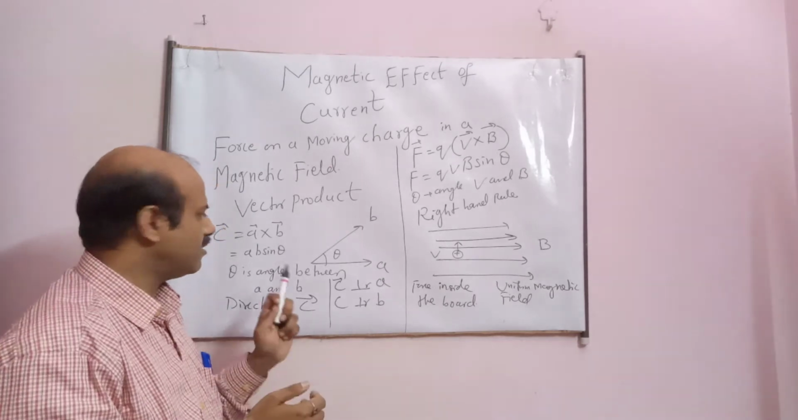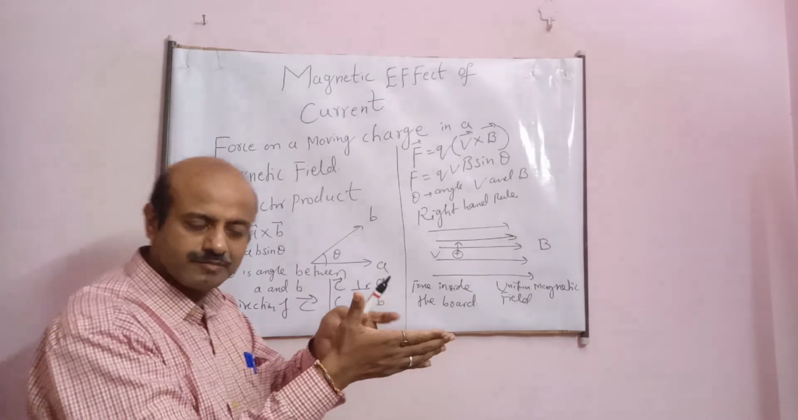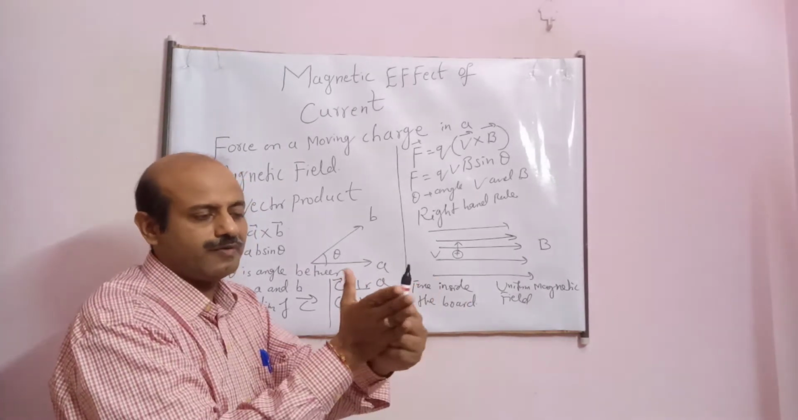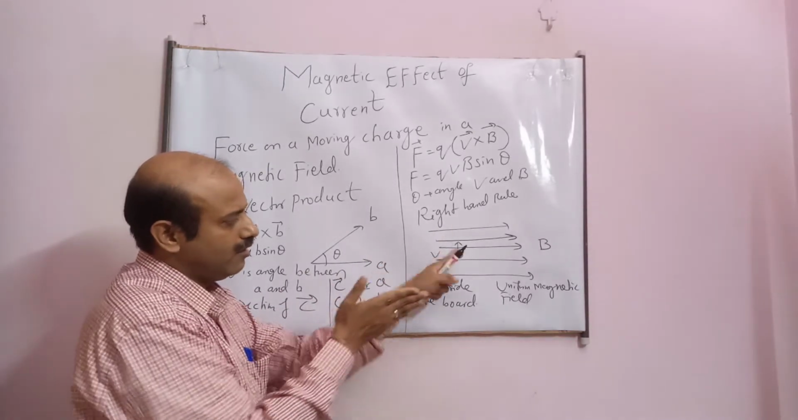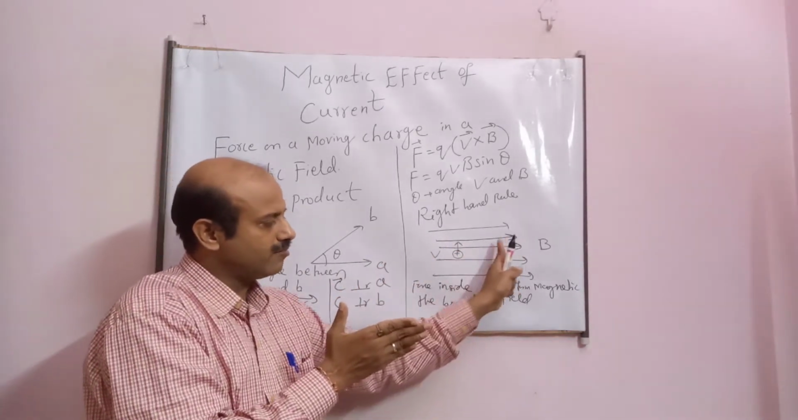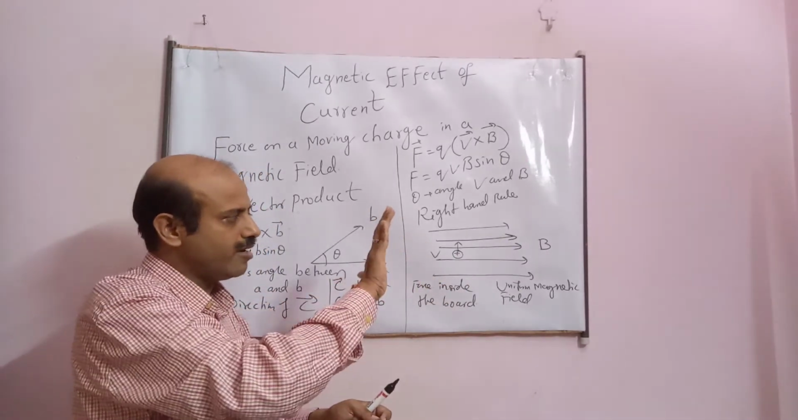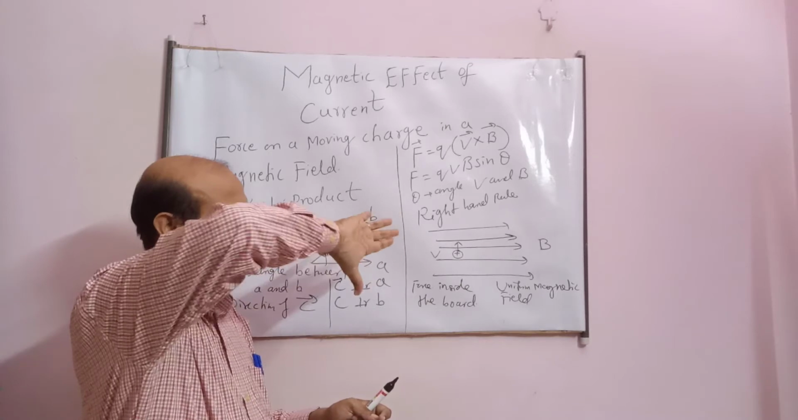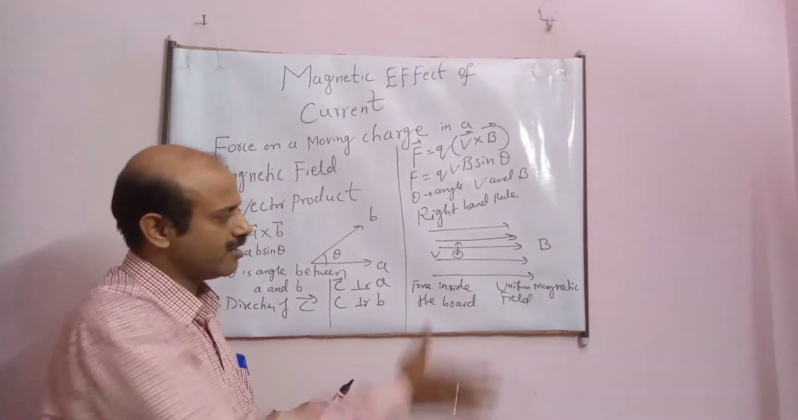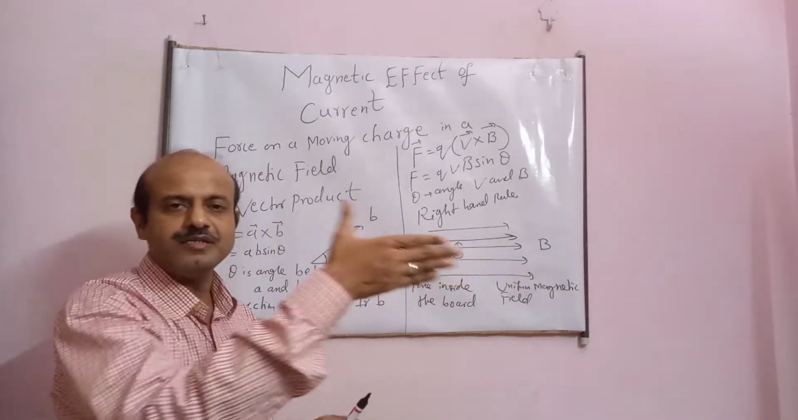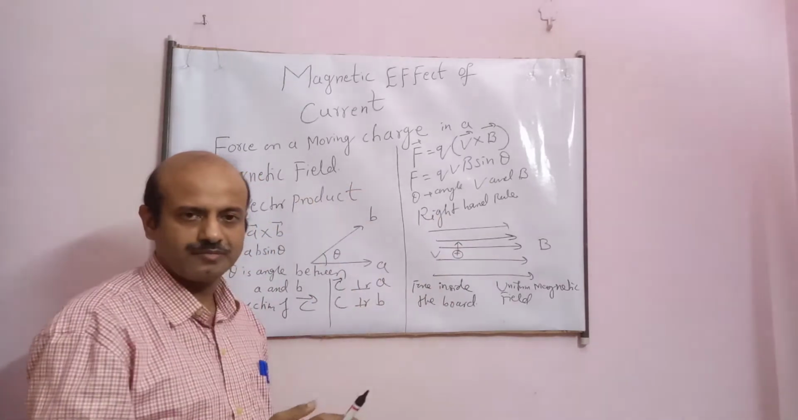Or you can apply the right hand curl rule also. I have to place this finger along the first vector V, and I have to curl my finger toward the second vector. So my thumb will go inside the board. So in this case the force is acting inside the board. In this case, this method is easy, student.